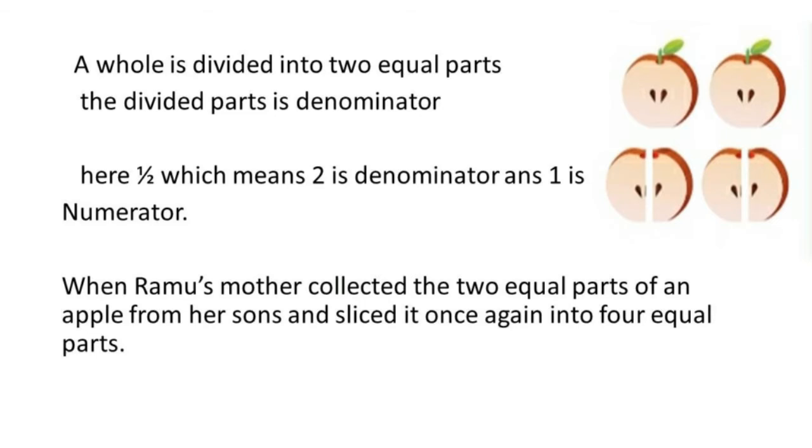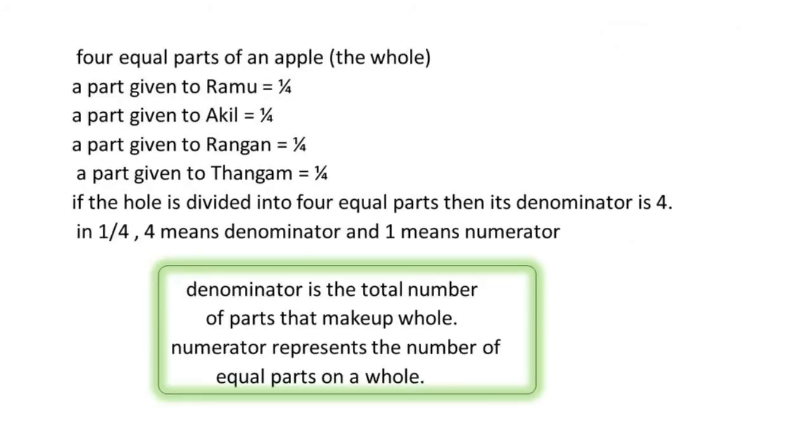When Ramu's mother collected the 2 equal parts of an apple from her sons, she sliced it once again into 4 equal parts. The whole was divided into 4 equal parts. A part given to Ramu is 1 by 4. A part given to Akhil is 1 by 4. A part given to Rangan is 1 by 4. A part given to Tangam is 1 by 4.